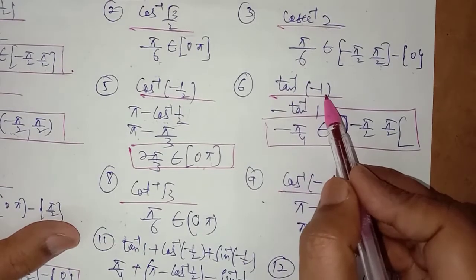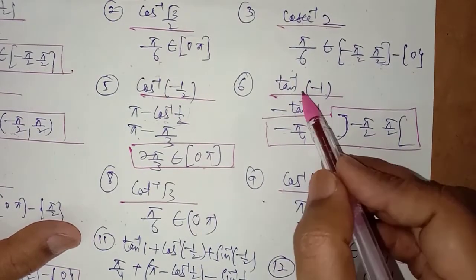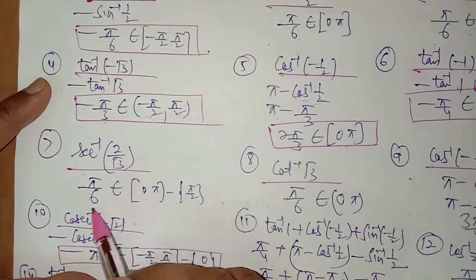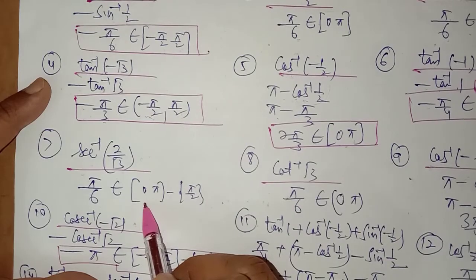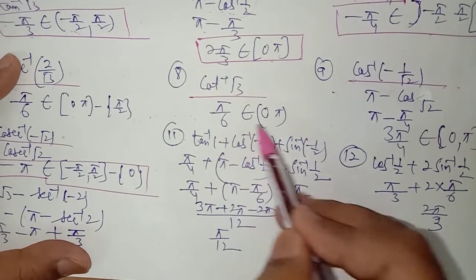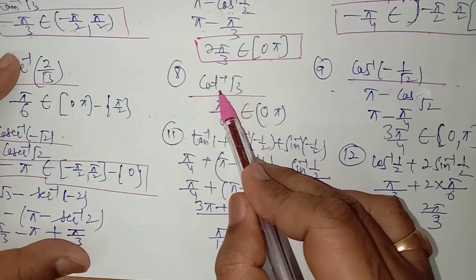Similarly, tan inverse minus 1 is minus tan inverse 1, that is minus pi by 4, which belongs to the principal value branch of tan inverse. Sec inverse 2 upon root 3 is 30, which belongs to the principal value branch of sec inverse. The positive value you can put directly. Cot inverse root 3 is pi by 6, that is 30, which lies between 0 and pi, the principal value branch of cot inverse.